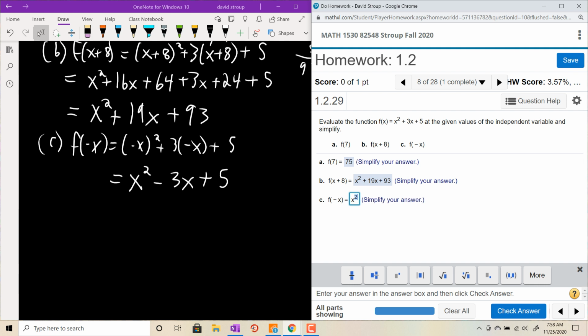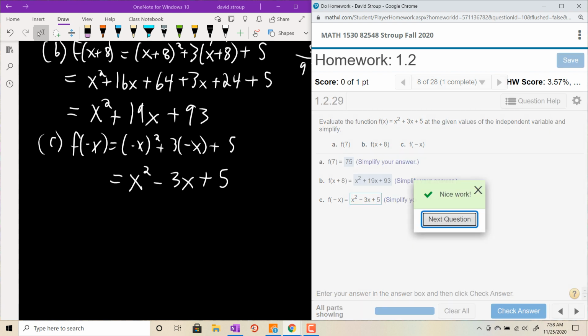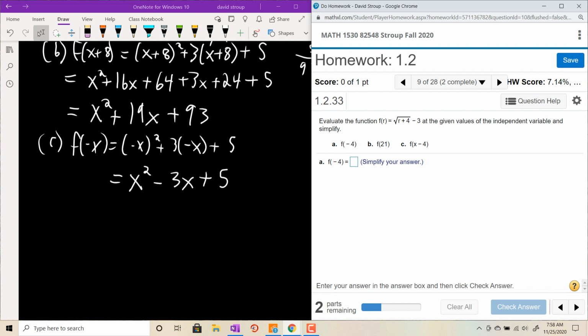x² minus 3x plus 5. Yay. Okay, let's move on.